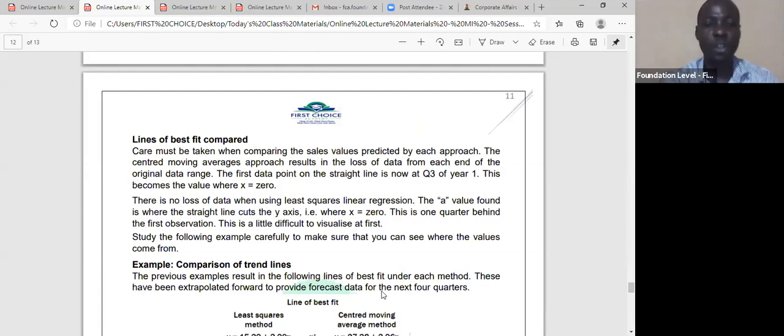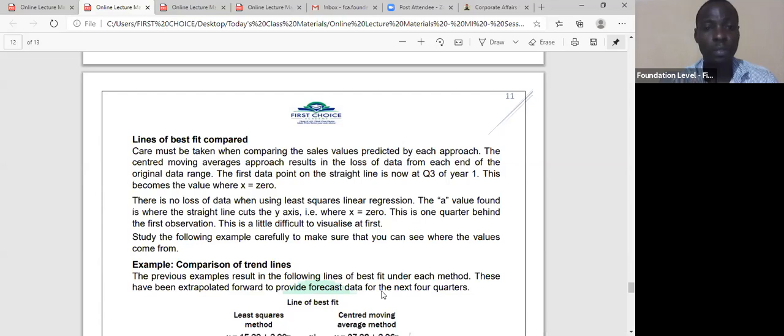Lines of best fit compared. Now, care must be taken when comparing sales values that you predicted by each approach. In the first one, the centered moving average approach results in loss of data from the ends. We lost quarter 1 and quarter 2; we started from quarter 3, and we ended at quarter 10. We didn't go to quarter 11 and quarter 12. There are losses of values. So that's one thing you should know about the centered moving average approach.